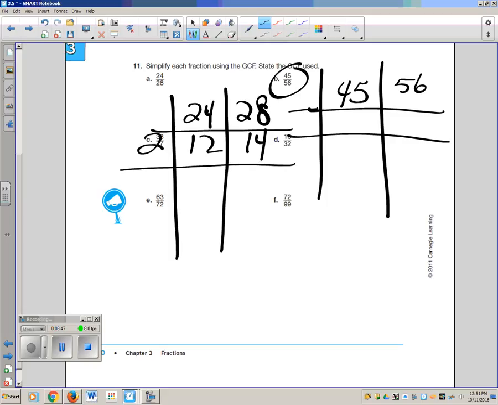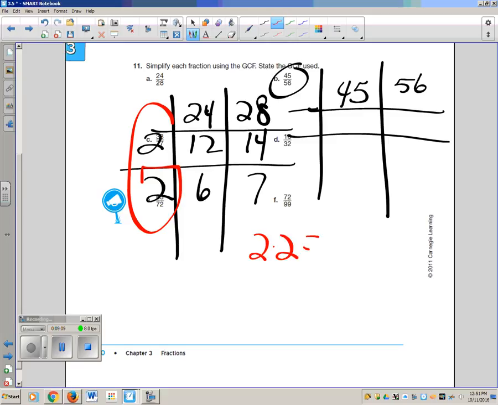They are still even. I can keep going. So I'm going to divide both of them by 2. 12 divided by 2 is 6. 14 divided by 2 is 7. I cannot reduce or divide 6 and 7 by the same factor. You're done. So then you draw a G around the left-hand side. Multiply all the numbers inside the G. That is not your bill. 2 times 2 is 4. That's the greatest common factor for 24 and 28.